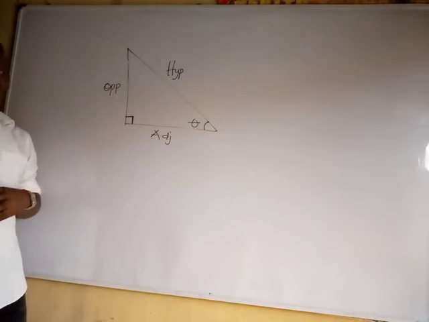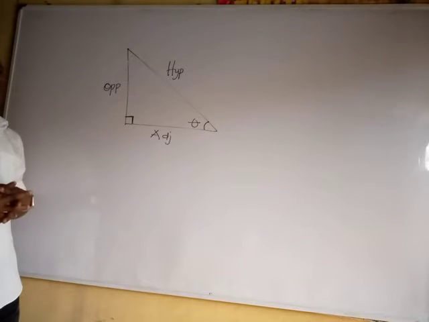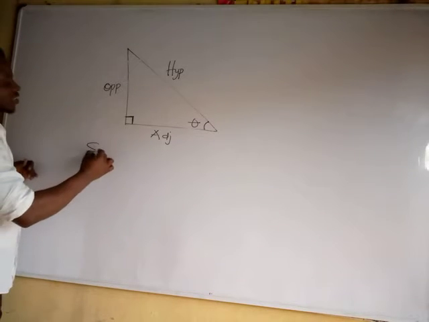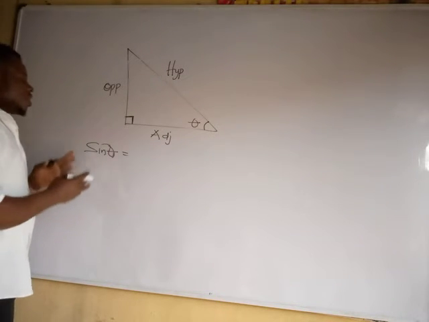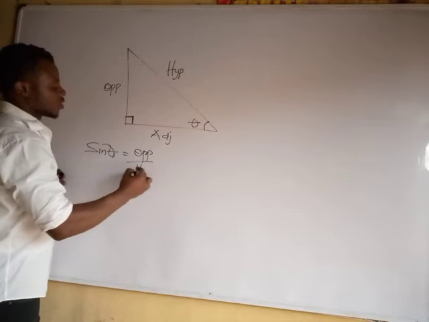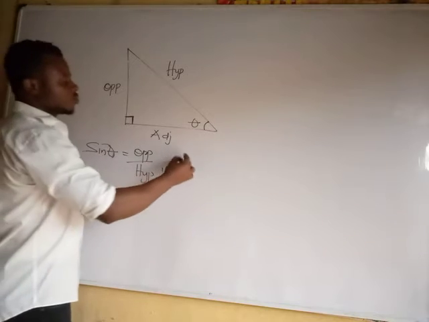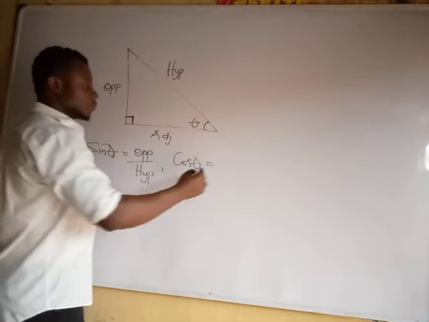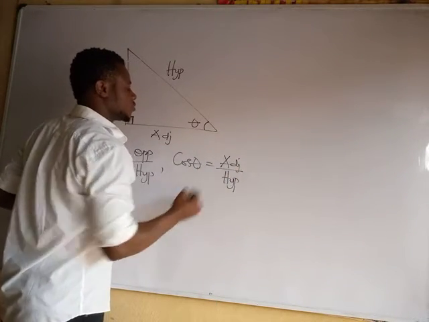Now, when you come to right angle triangle, there are things we need to observe. There are things we need to know. They are very important. One, we have to know what is sine of the angle. Whenever we say sine of the angle, it means opposite over hypotenuse. Again, we have to know what is cos of the angle. When we say cos of the angle, we mean adjacent over hypotenuse.